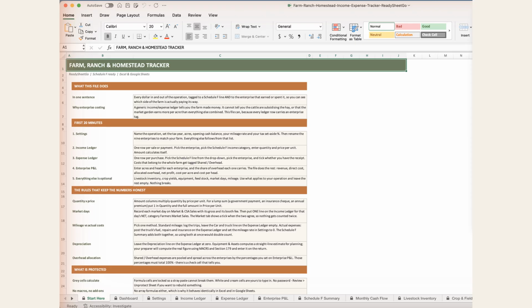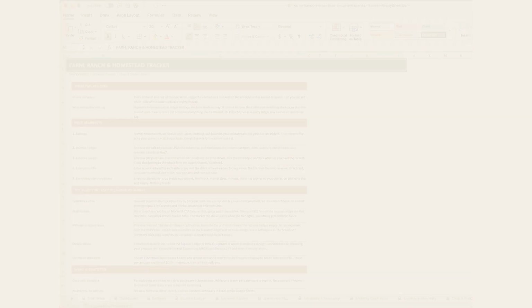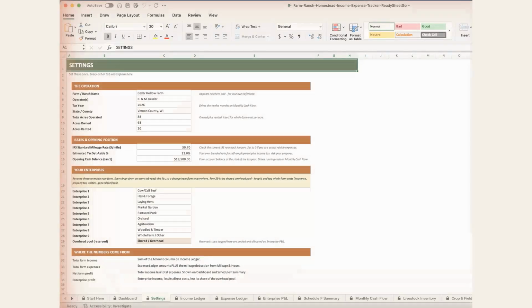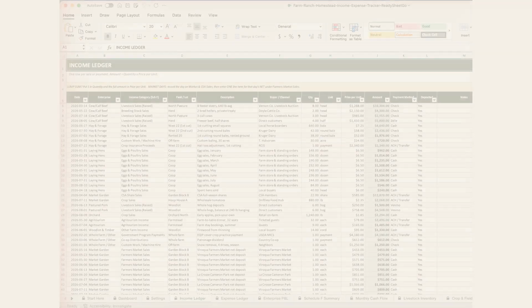Next is the dashboard, your one-screen read on the whole operation. Total income, total expenses, net, cash position, and the enterprises pulling their weight versus the ones that aren't. The Settings tab is where you name the operation, set your tax year, your acres, your opening cash balance, your mileage rate, and your tax set-aside percentage. You also rename the 9 enterprises to match your farm, and every drop-down reads from that list.